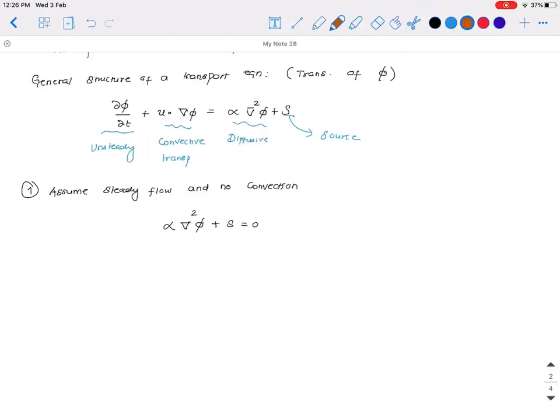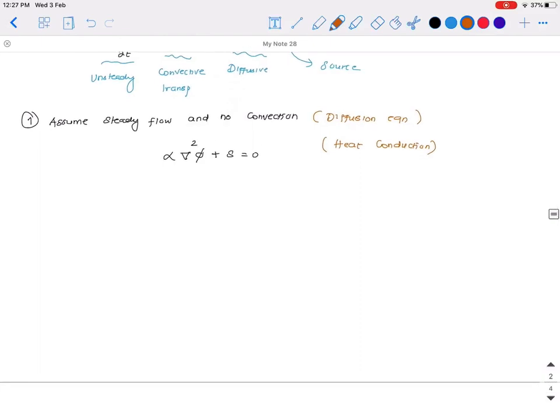This equation is called the diffusion equation, and it governs conduction of heat in a medium. In general, this equation is called the Poisson equation. We have a Laplacian term plus a source term, which is the Poisson equation.